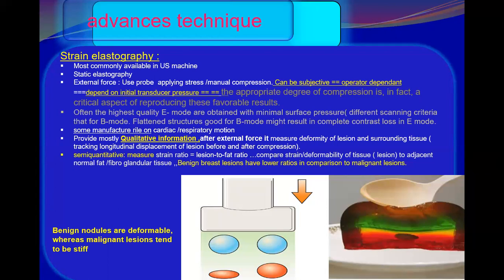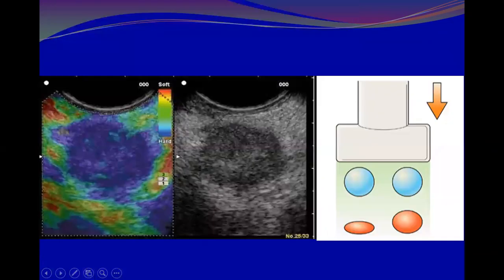And generally, benign lesions have a lower ratio in comparison to malignant ones. Here, this is the transducer. While applying the pressure, okay, the benign lesions give more compressibility, more strainable, or more deformity, while the malignant one is not. Okay, what about these lesions? Here, this is strain elastography compressing the lesions. We are compressing these lesions.